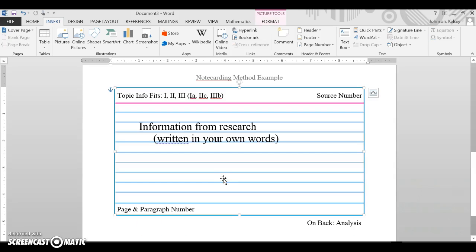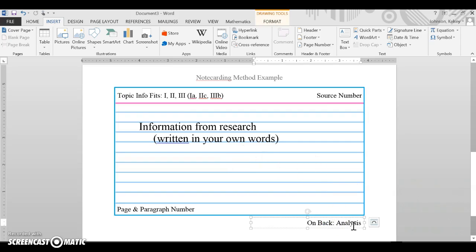And to make this one step easier, on the back of your note card we're going to have you write your analysis so it's all right there ready for you to go. And then in the big chunk of writing, that is where you actually put the information that you found from your research. So what would this look like when I actually create a note card?